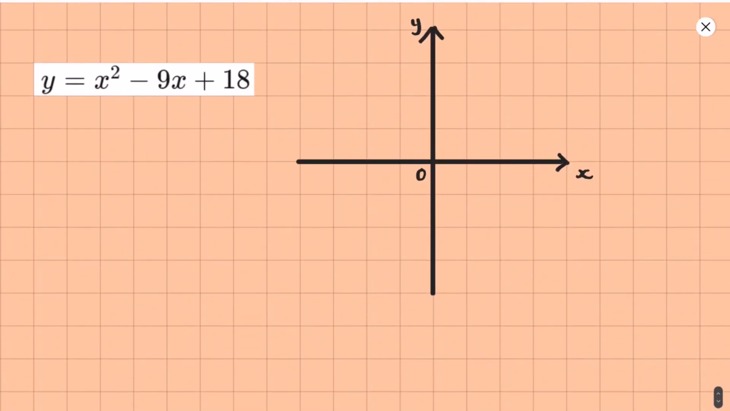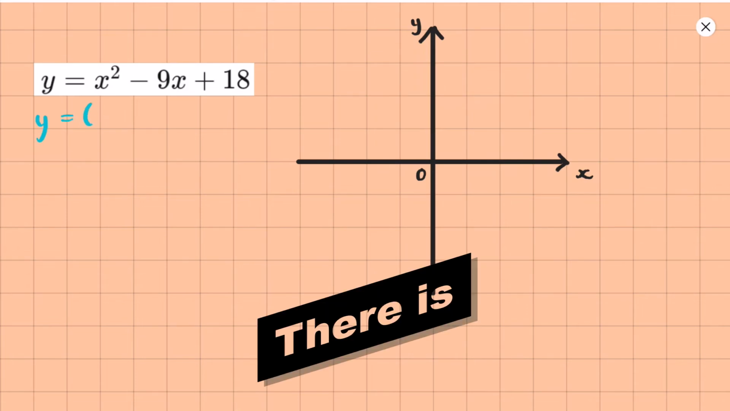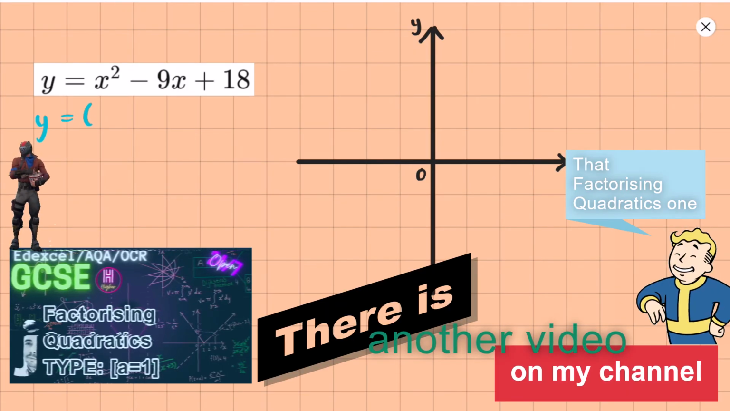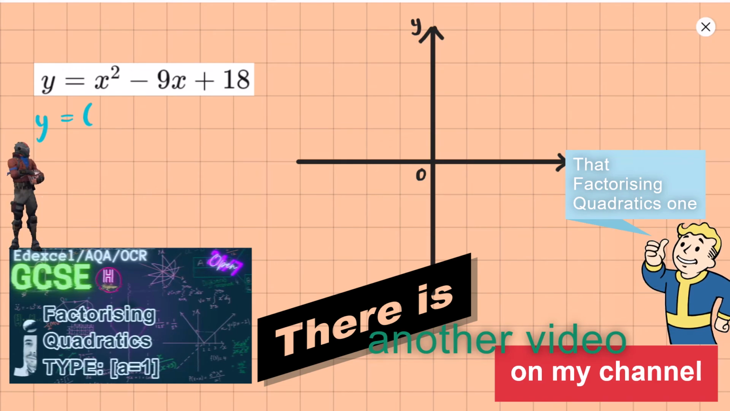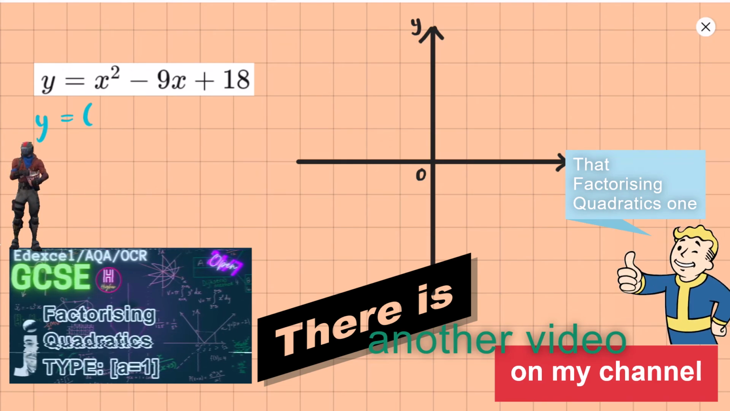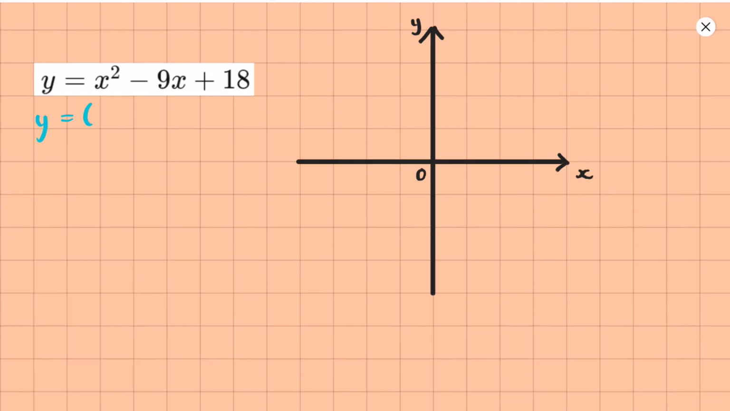Last one. Factorizing this is a little bit more complicated, but technically you're able. There is another video on my channel that does this if you want to have a look at it. I'll be trying to make as many different ones as possible. So we have two brackets. 18 factorizes quite nicely. I think 3 and 6 will go for. And we're going to have to subtract both of those to get to -9.